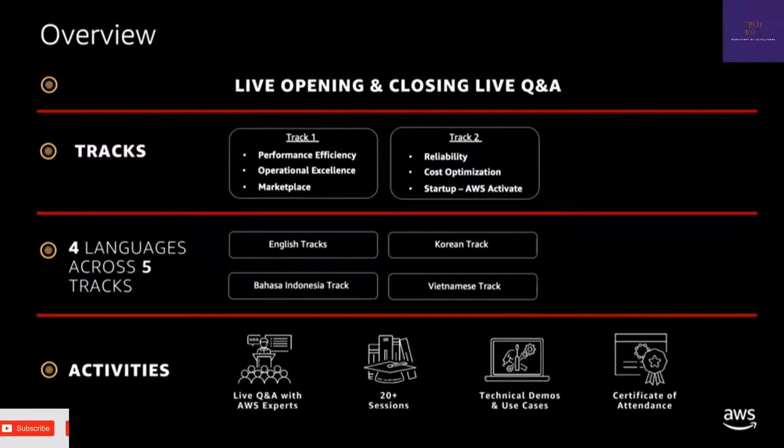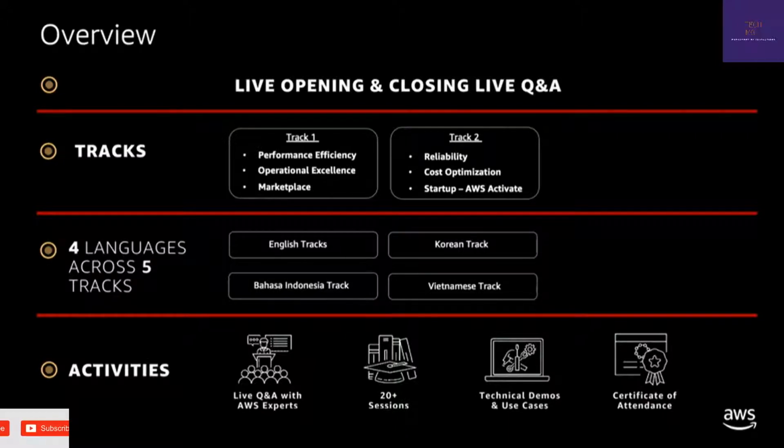A few pillars of the Well-Architected Framework: track 1 touches more on performance efficiency and operational excellence concepts. It also covers how to use the AWS Marketplace to speed up your application development. So track 1 is a bit more about app development. Track 2 covers pillars around reliability and cost optimization. It also has some content specific to startups and remote work, so track 2 may be more interesting to you for those reasons. We've got tracks across 4 different languages: English, Korean, Bahasa Indonesia, and Vietnamese. And you have a chance to do live Q&A with experts, so don't miss out on that unique opportunity.